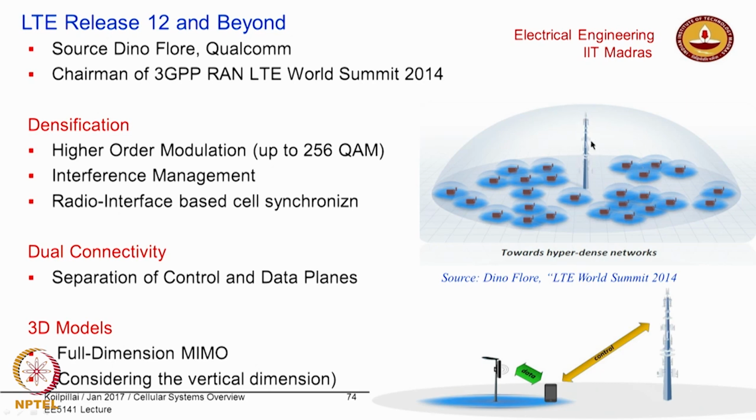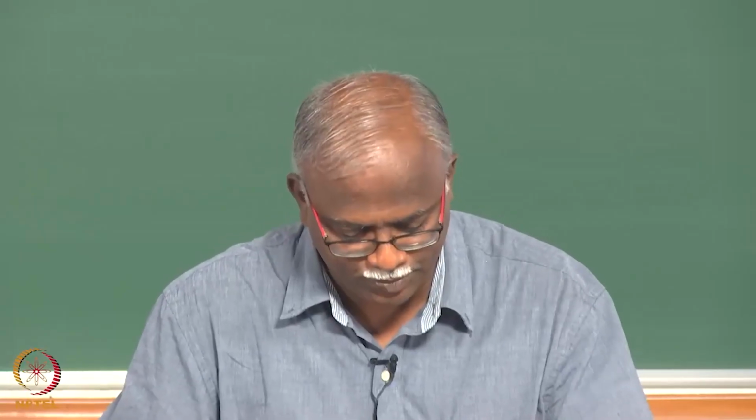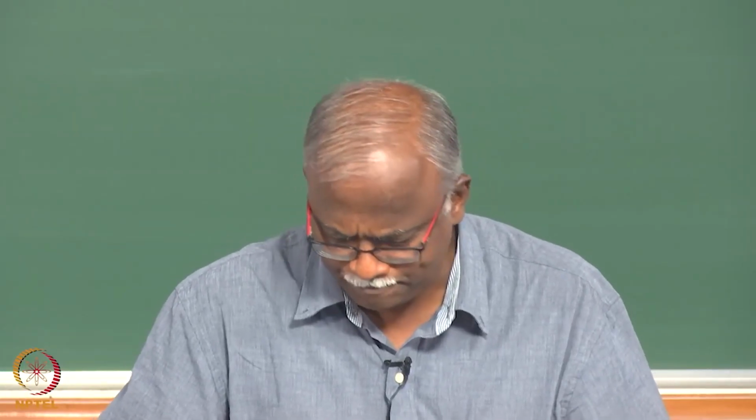So not many users are connected directly to the macro tower. So this is called densification of the network. Okay, extreme densification of the network in order to achieve the capacities. We are saying increase the number of cells by a factor of 10. This is one way in which it will happen. Lots of small cells being created. Of course, they will all likely interfere with each other. So that's why interference management is very, very important.